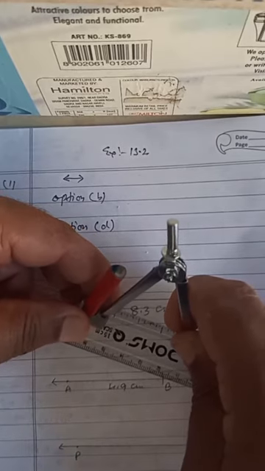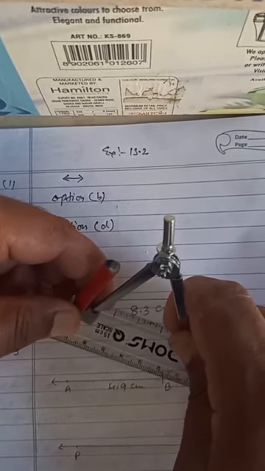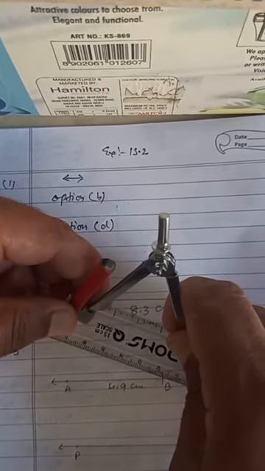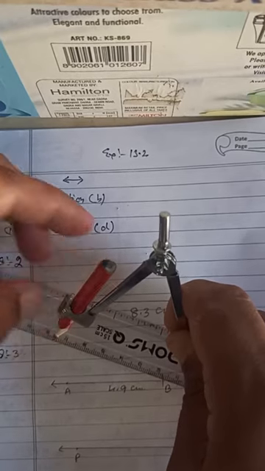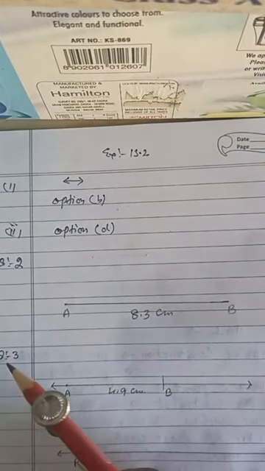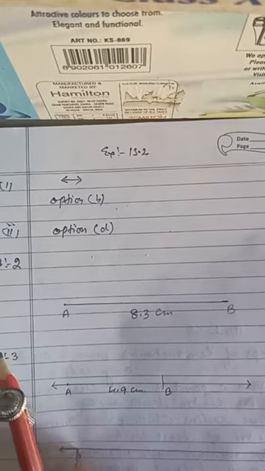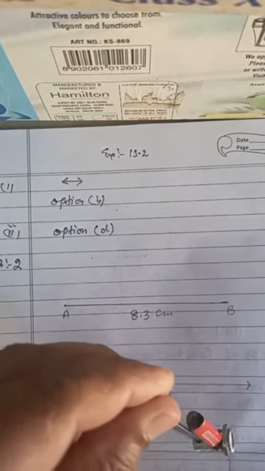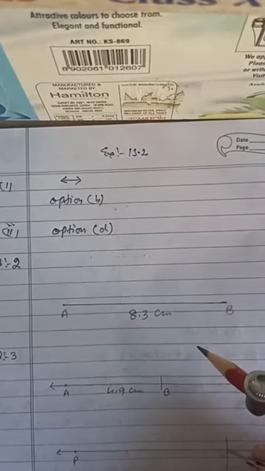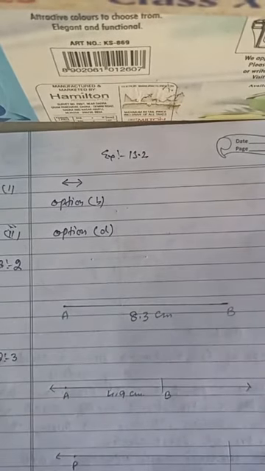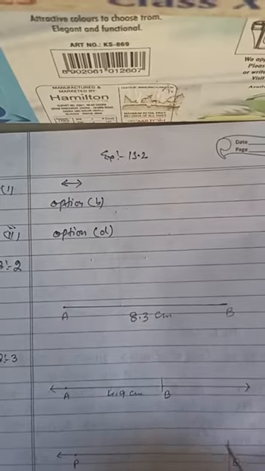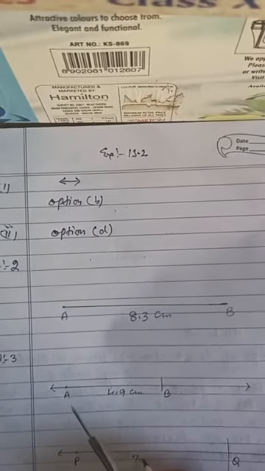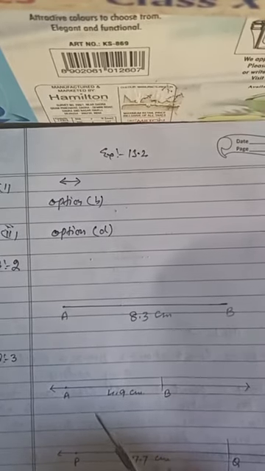So it is 7. Count 7 small parts after this. After 7, now it is exactly 7.7. Keep the tip of your compass at this point P and mark a small arc on the line. Let this point be Q. This point is Q. So now this PQ is of length 7.7 centimeter.